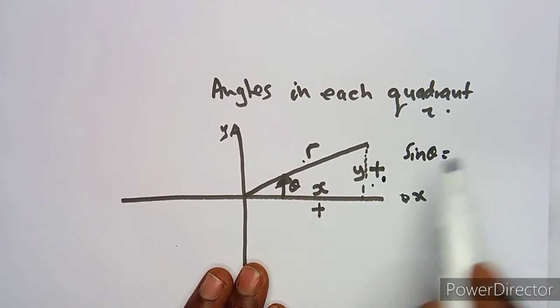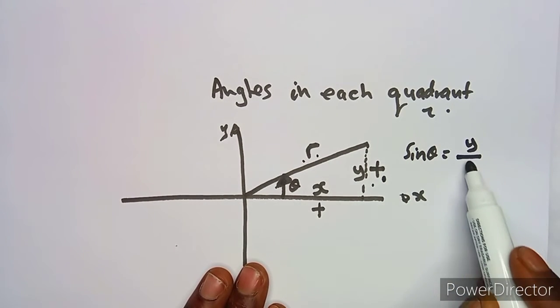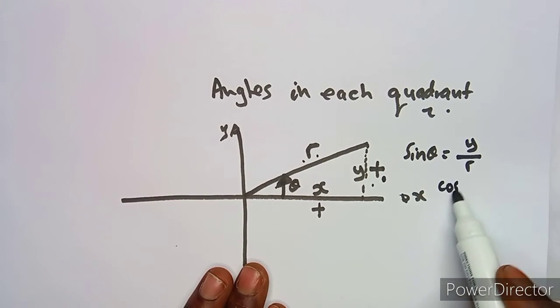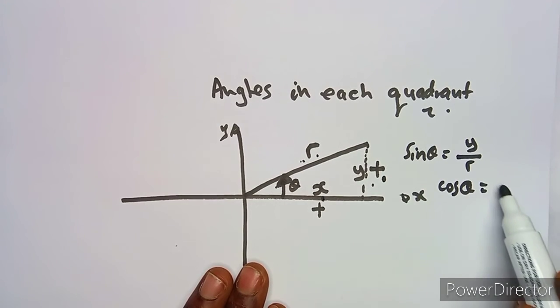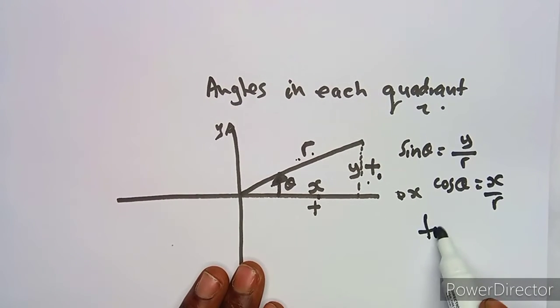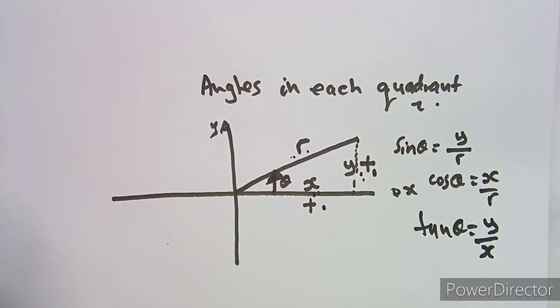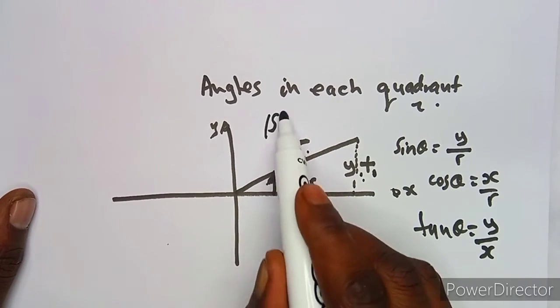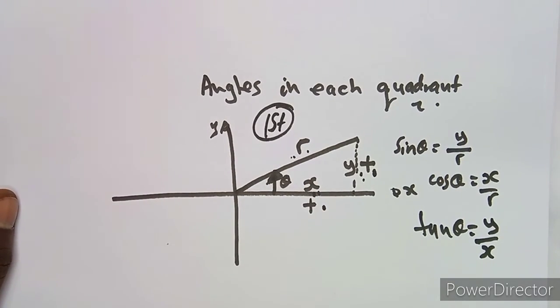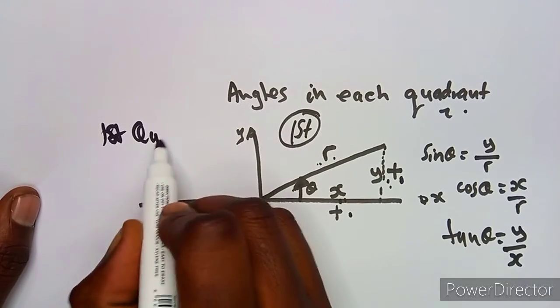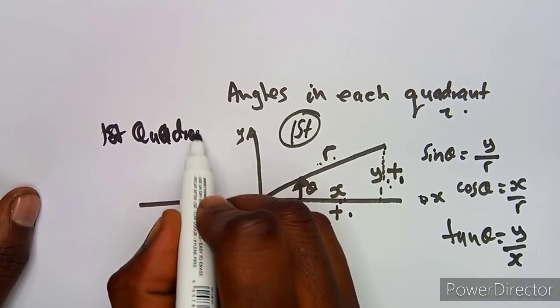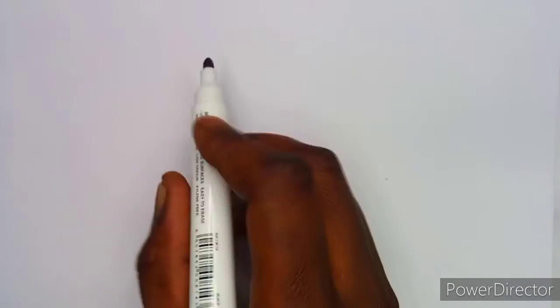So as you can see, sine theta is positive y over the hypotenuse, which is r. Cos theta is adjacent over hypotenuse, and our adjacent is positive, so it's x over r. Tan theta is opposite over adjacent, so it's y over x. As you can see, they're all positive. That is why we said in the first quadrant all ratios are positive. This was the first quadrant, so all the ratios that you're going to have there are positive.